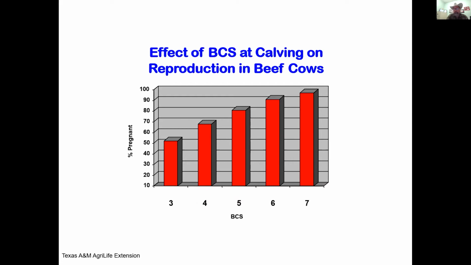Body conditions of 3, 4, 5, 6, and 7, and you can see that the bars gradually go higher in percent pregnancy as the animals go from a thin to a fat condition. And actually, if we carried that out to an 8 or 9, that curve would typically flatten out and sometimes even drop off. Animals can get a little too much body condition to be effective at reproducing.